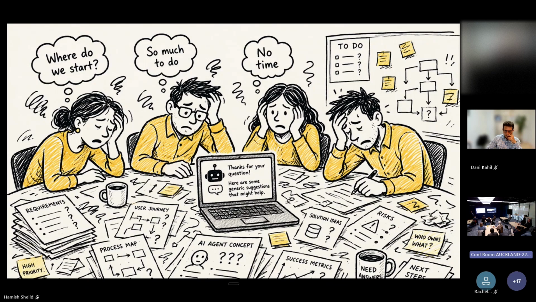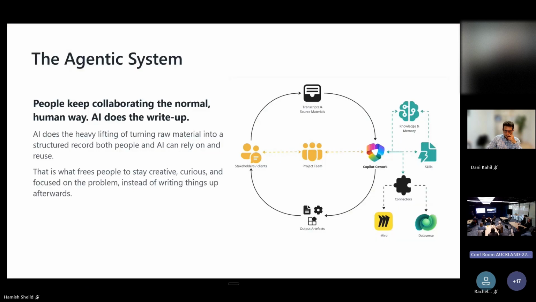That's the problem we're trying to tackle with this thing called, a very unique name, the Agentic system. This is the way that Dani and I are thinking about AI at the moment. The idea is, in the yellow, you've got stakeholders and clients that you work with on a project. You've usually got a project team, which could be developers and business analysts, the people who are doing the project. Those two sets of people need to work together to come up with some sort of solution, right?